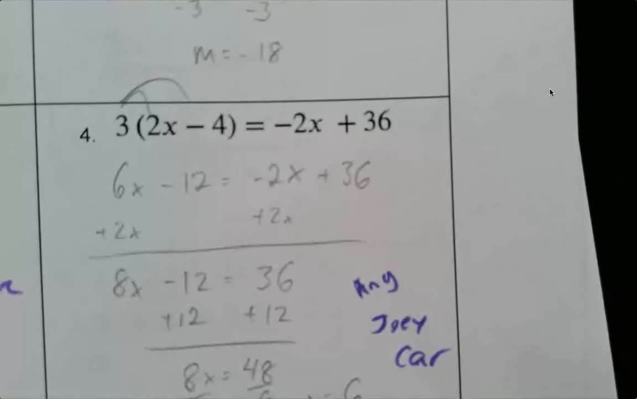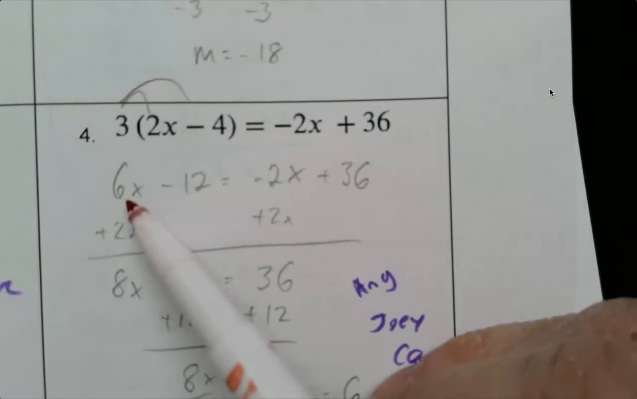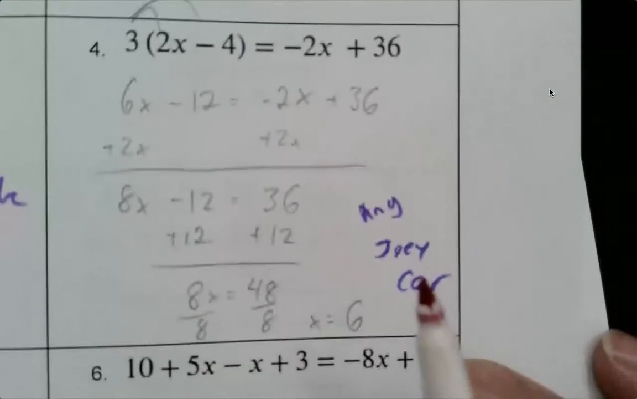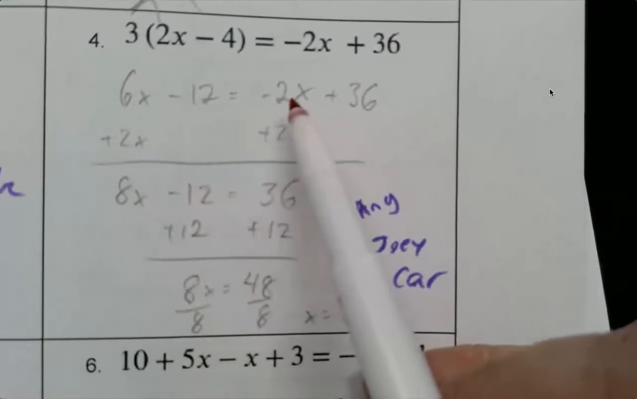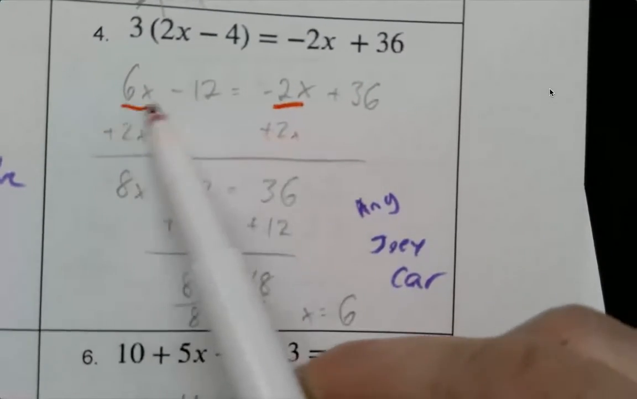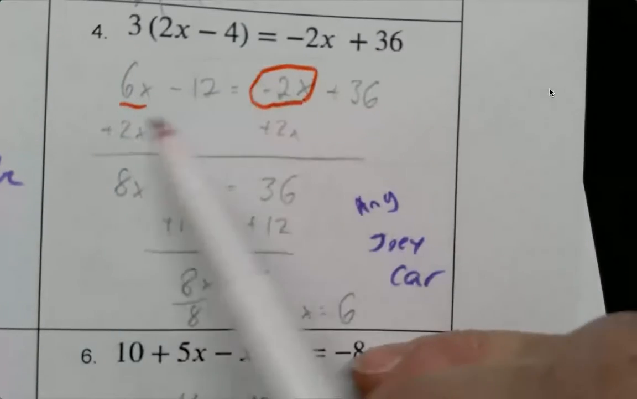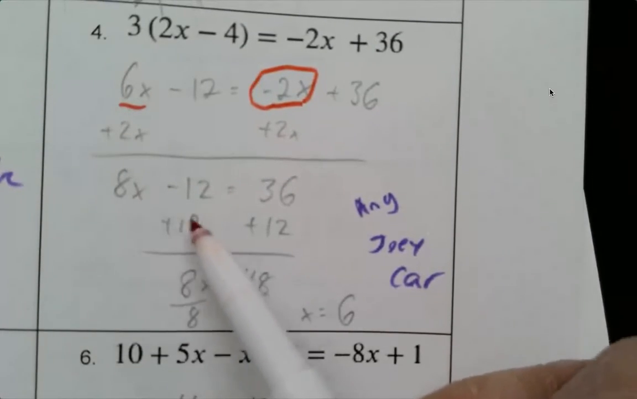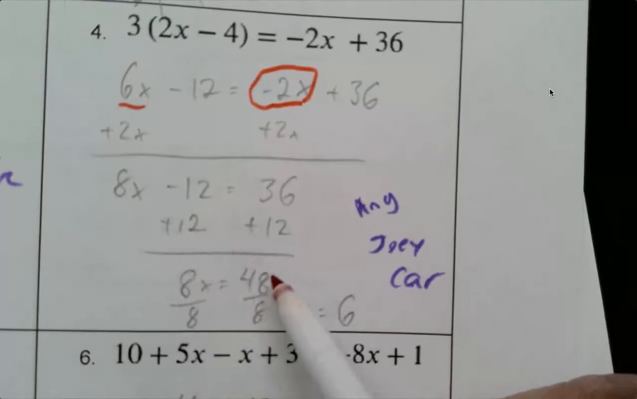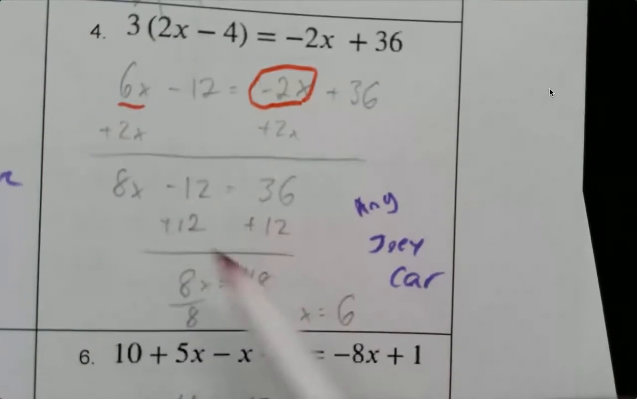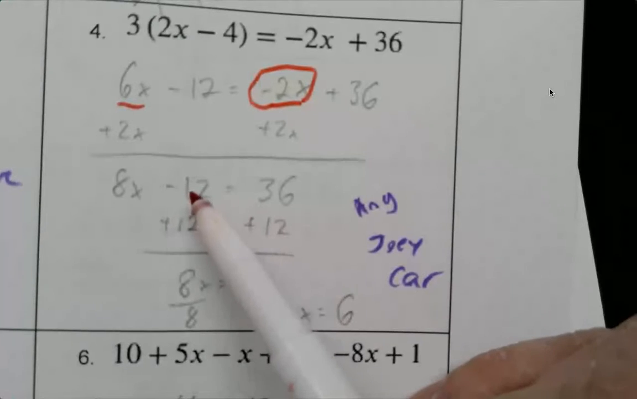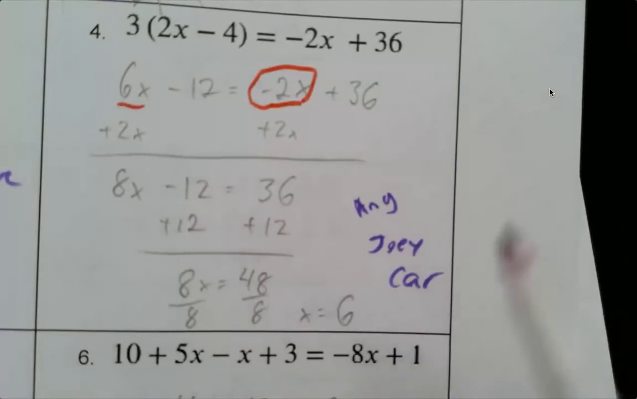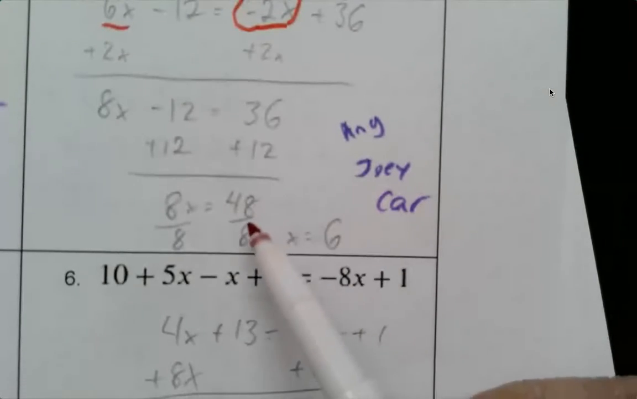Same thing, but now you've got to distribute first. So after you distribute, you get 6x minus 12. Then again, this one's smaller. Negative 2x is smaller than positive 6x, so I add 2x to both sides, left with 8x, minus the 12. Sorry, plus 12 to get rid of minus 12. You always do the opposite to get rid of things when you're canceling things out and solving equations. But if you do it to one side, you do it to the other. You get 48 divided by 8 is 6.